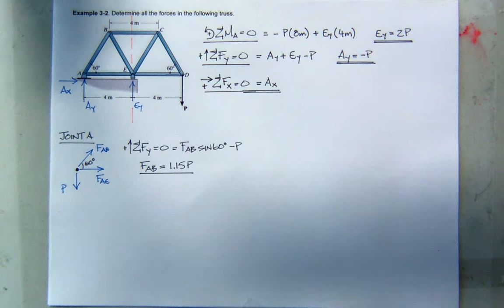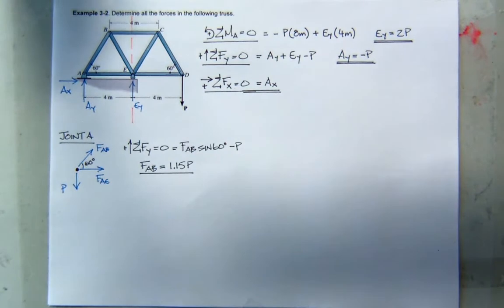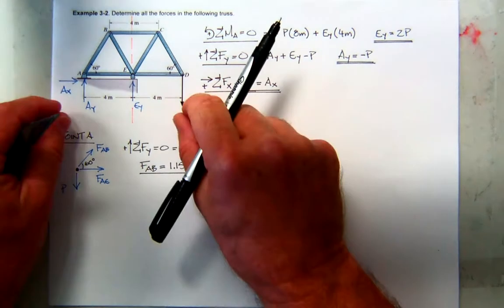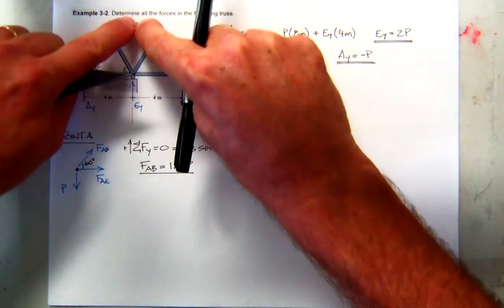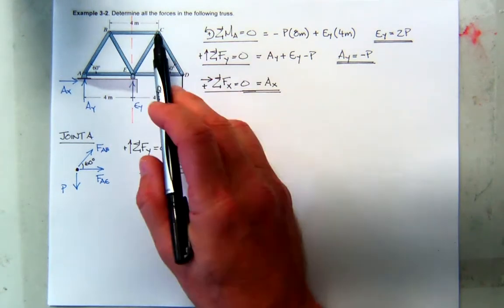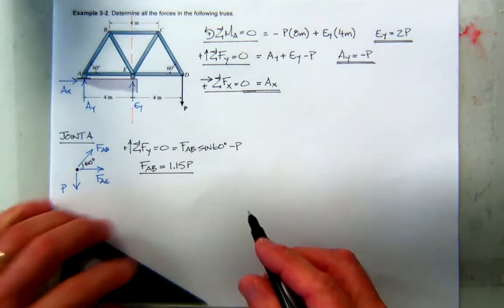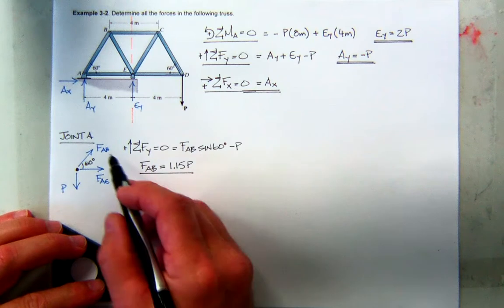Okay? It came out positive, so that means it's tension. Does that make sense that the top would be in tension? Yes. Well, if you pull down on both ends, this whole top chord is probably going to stretch. And when an element stretches, that's tension. So we probably will expect that BC and CD are also in tension. So we've got FAB now.